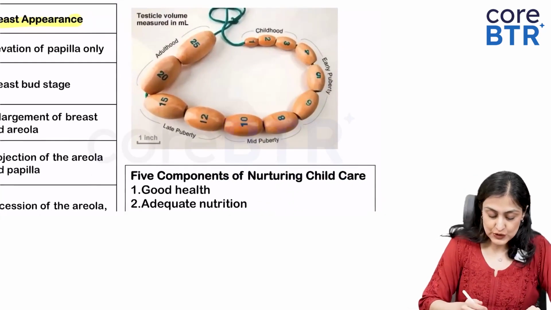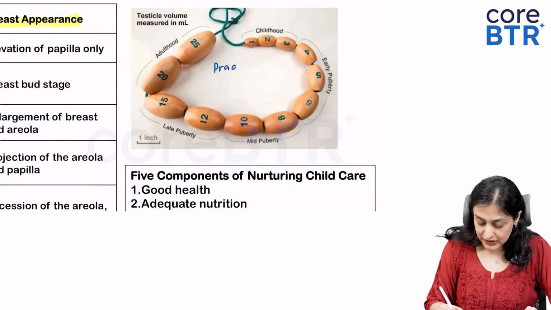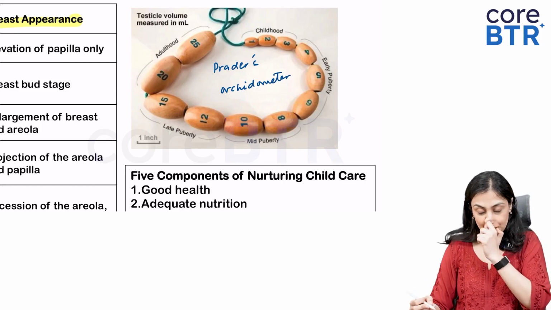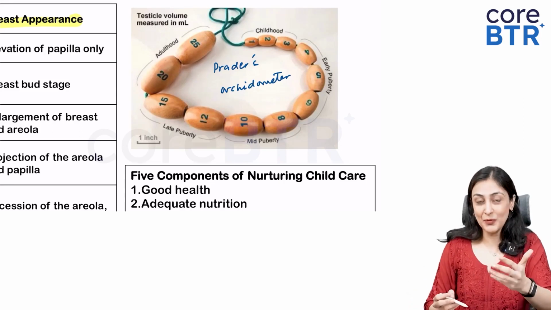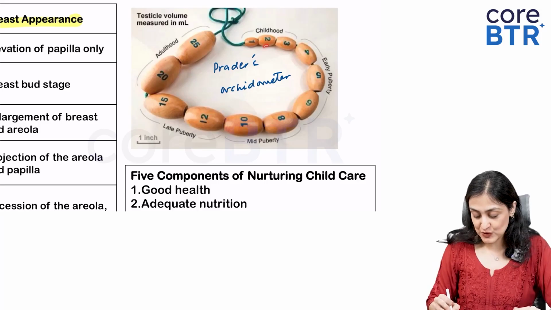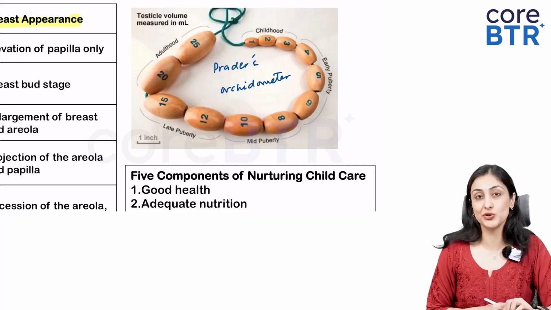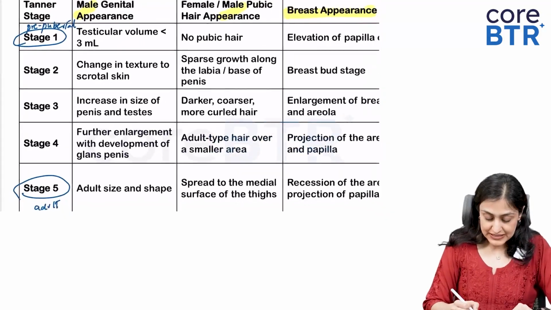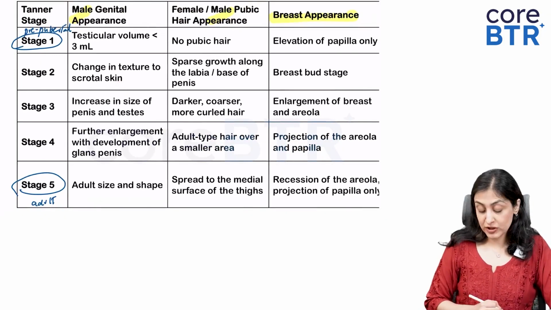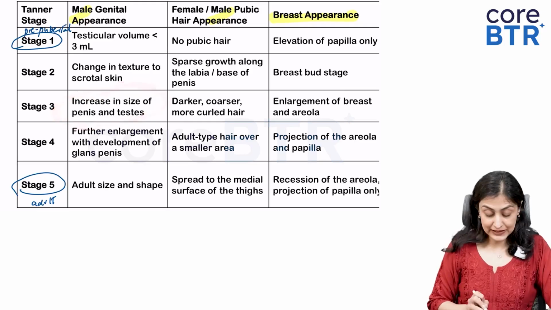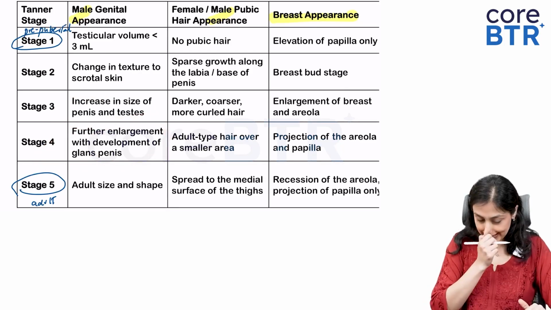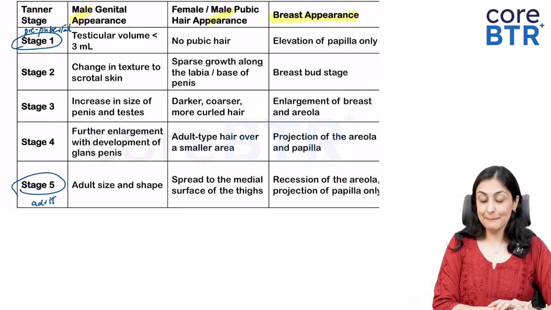What is this? So this is what is Prader's orchidometer, which is used to assess the testicular volume, right? So this is what looks like Tirumala beads in contraception, but it's not. So this is where you are seeing the testicular volume, okay? Right. Anyways, so this is less than 3 ml. First stage would be change in texture of scrotal skin, penile testicular enlargement, and further enlargement with development of glans penis. All right, so that is what is male genital pattern.